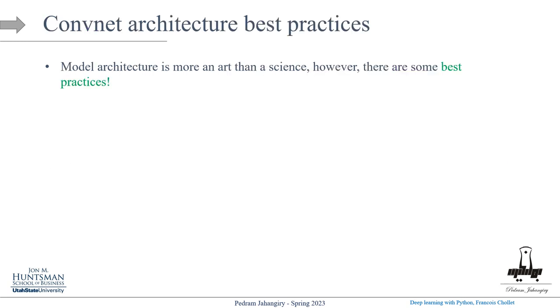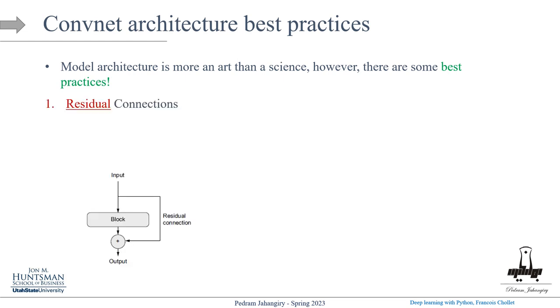Now, we have a recipe. We know that whatever the complex system, whatever the architecture that you want to put together is, it should come as modules in hierarchical order, and we should be able to reuse those modules over and over again. Now the question is, are there any best practices that can help us to get better performance of that architecture? And the answer is yes.